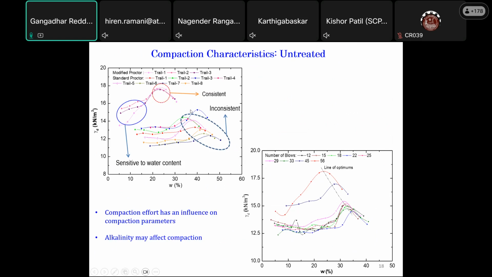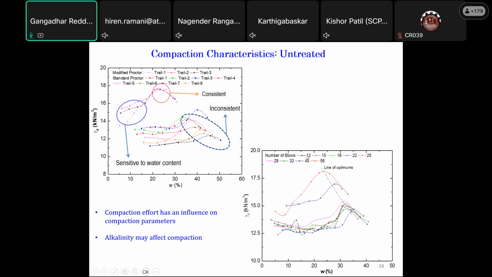But for the entire set of samples, this is very inconsistent. So this is because of some kind of alkalinity. I was not sure about that at the time, whether it was completely due to the amount of chemicals or alkalinity present in the red mud. So to establish this further, what I have done is use compaction energy to change that.